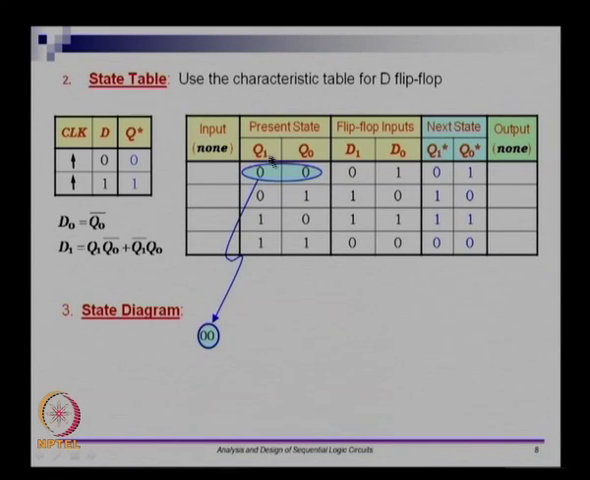If the present state is 0 0, Q1 Q0 are two different flip flops, and if they take the value 0 0, I am going to mark that using this blue circle and call this state 0 0. I am giving a name to it, state 0 0. If you are in state 0 0 and you get a clock pulse, you are supposed to go to the next state. The next state you are going to go to is given in these two columns: you go to 0 1.